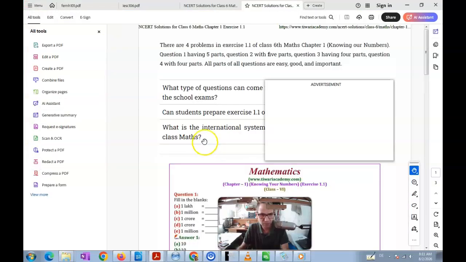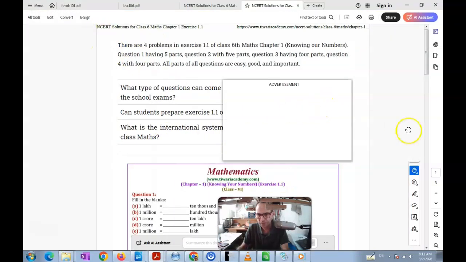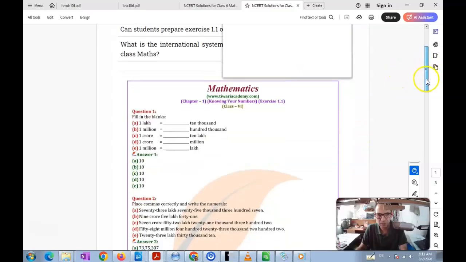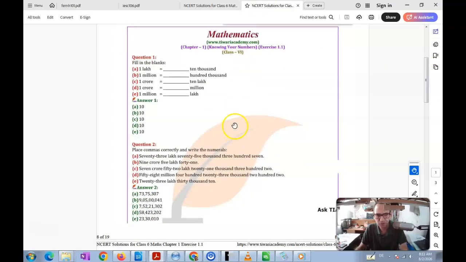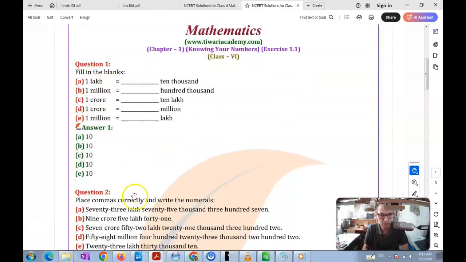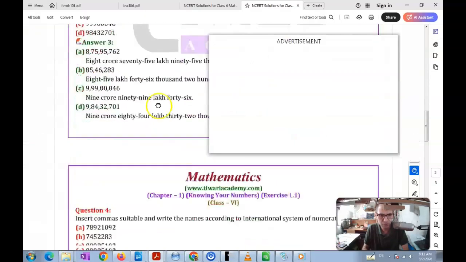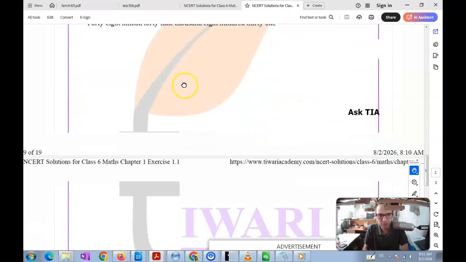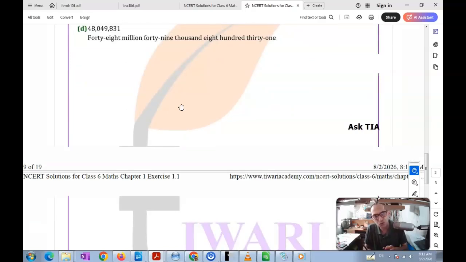And this is the document that we got. So this is the document that we got, and then you have mathematics.tiwariacademy.com, which is this page over here, and you see that chapter 1, knowing your numbers, exercise 1.1, class 6. These are the questions: question 1, question 2, question 3, question 4, the question and the answer, of course, in all cases. And that's how you get your solutions for all of these books, meaning that you can go for class 6, class 7, class 8, class 9, class 10, class 11, and class 12.